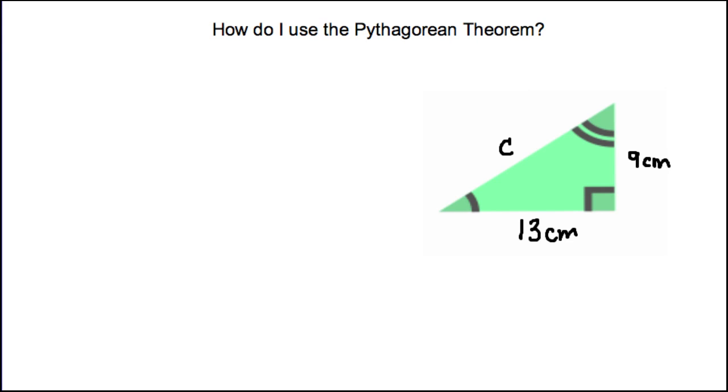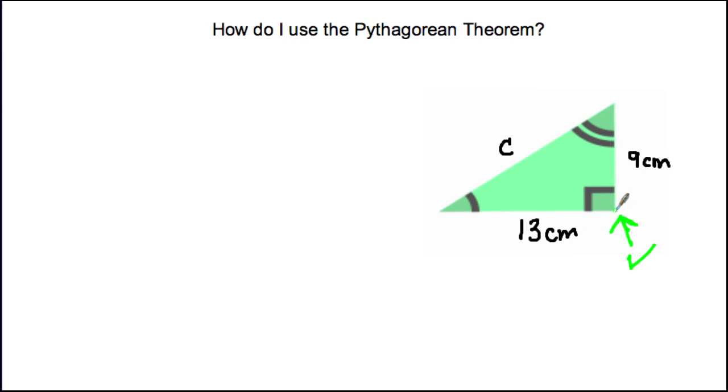Now, the second thing we can do with the Pythagorean theorem is use it to find the length of a missing piece of our triangle if we have a right angle triangle. So the first thing I'm going to do is look down here and confirm that yes, this is in fact a right angled triangle. If it's not a right angle triangle, this doesn't work.